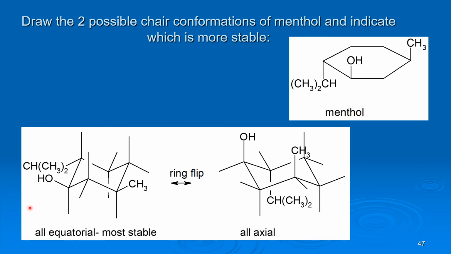So here's one, and then all you have to do is do the ring flip. So this CH3 goes up, and it's right here. This OH goes up, becomes axial, and then this isopropyl group actually goes down, and it's also axial right here. So notice in this case, menthol has either all 3 axial or all 3 equatorial. So what do you think is the more stable? Of course, all of them in the equatorial position. So I think you would find nearly 100% of menthol in this conformation.